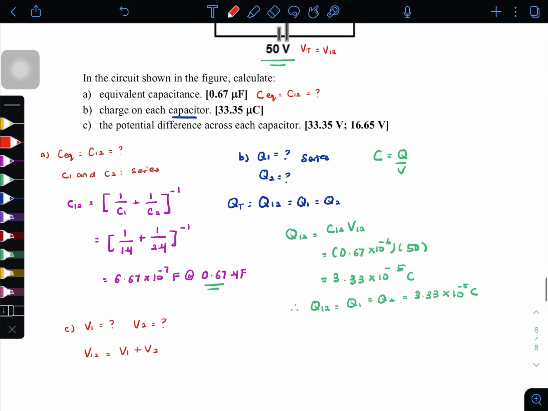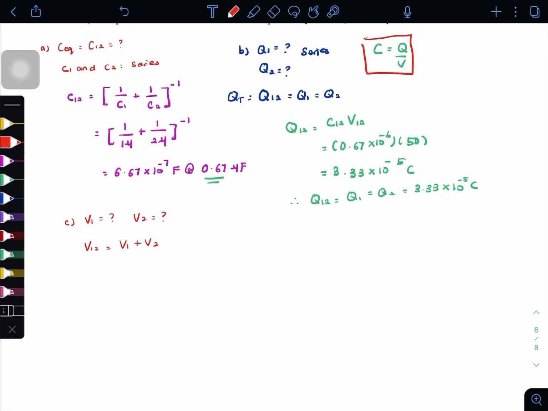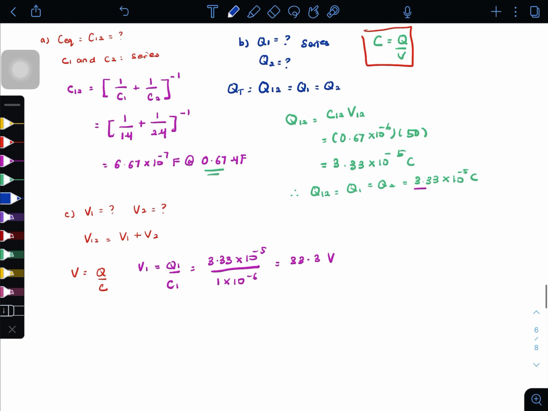So kita tak boleh guna, kita kata 50 sama dengan V1 and V2 sebab dia series V nya bukan sama, V nya ialah hasil tambah. So we need to find one by one. We have this formula. So that formula V is equals to Q over C. So if we want to find V1, so V1 equals to Q1 over C1. We have Q1 here, 3.33 exponent negative 5 divided by C1, which is 1 exponent negative 6. So kita akan dapat V1 equals to 33.3 volt.